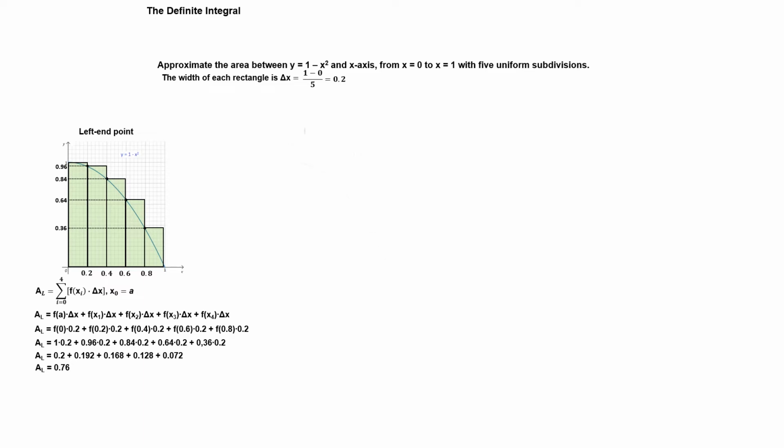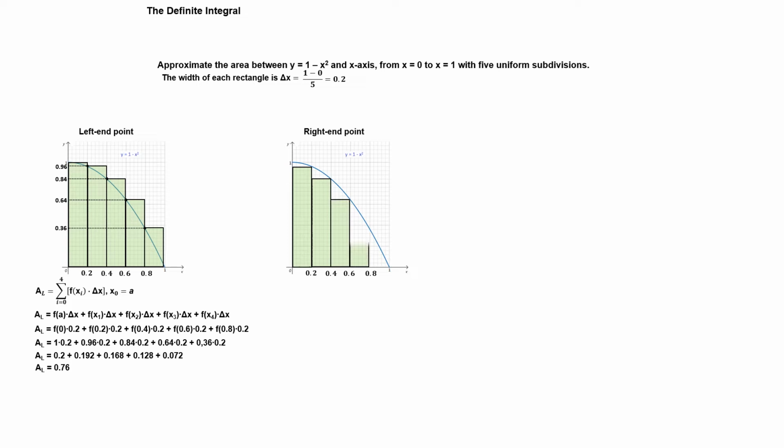Now let's estimate the same area under the graph with each rectangle drawn so that its upper right corner touches the curve. The heights of the 5 rectangles are given by the function values at their right edges. Adding the areas gives us 0.56.